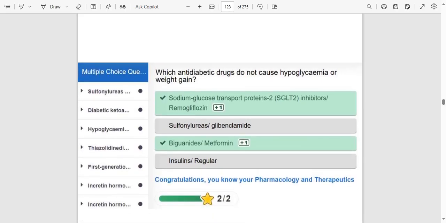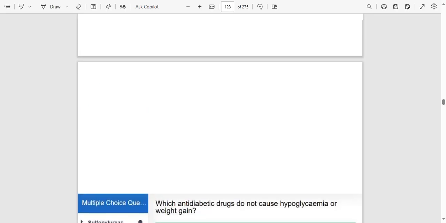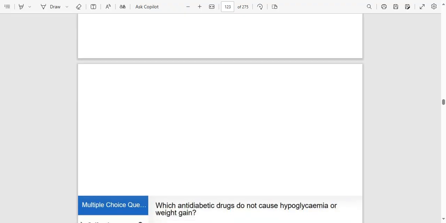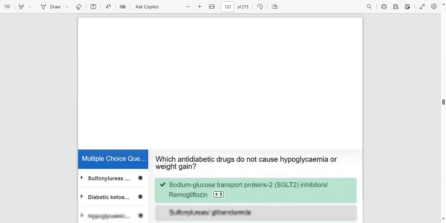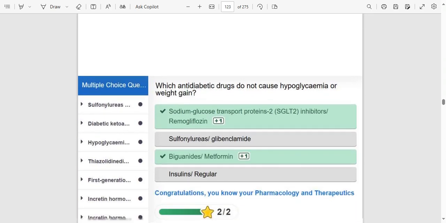Which antidiabetic drug does not cause hypoglycemia? Anyone to comment on that? Which ones don't cause hypoglycemia or weight gain? Yes, and from the question that we saw on top, actually, even the TZD is doing that. So sodium glucose transporters.